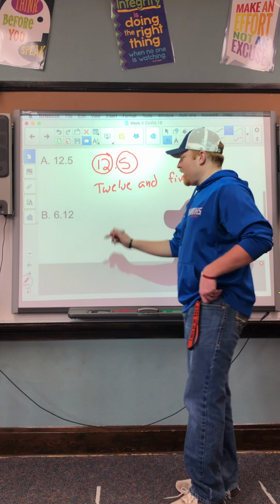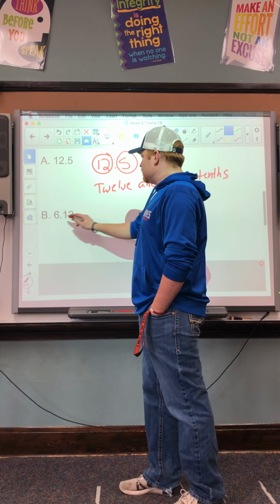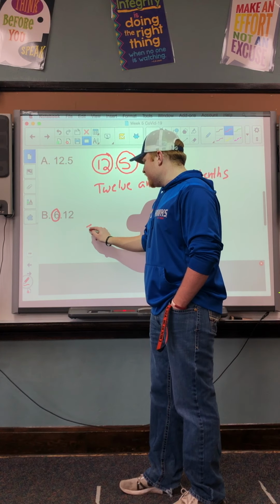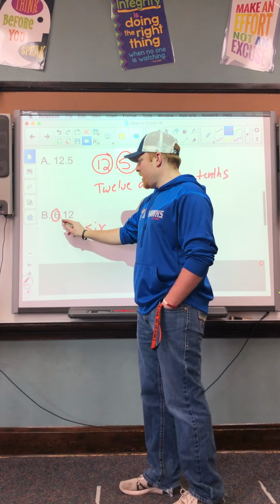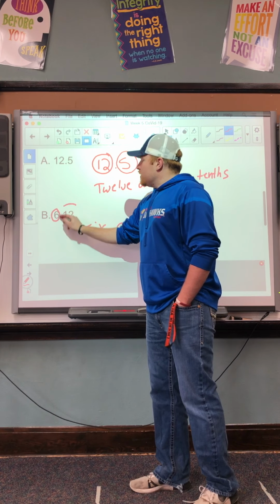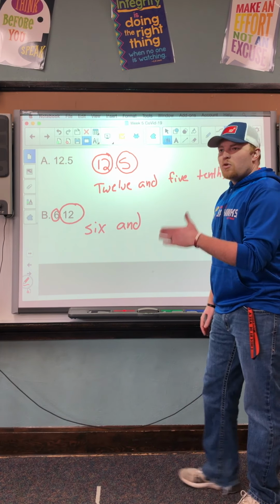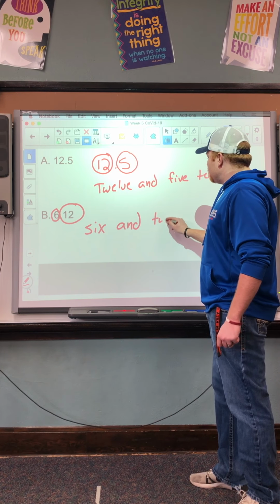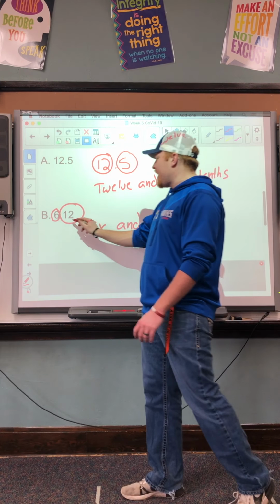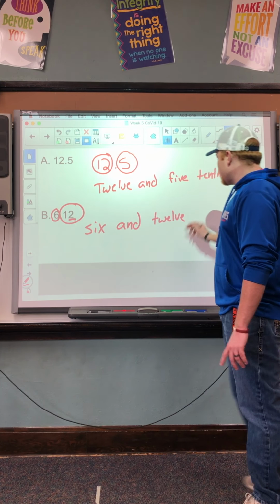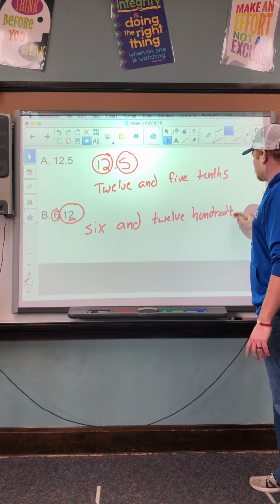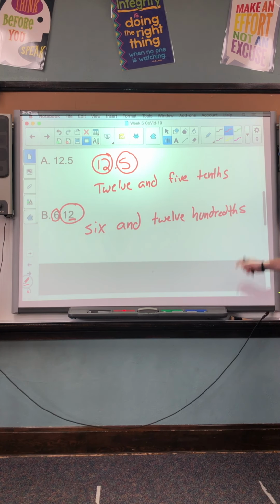Letter B, we have, first, again, everything to the left, the whole number, which is 6. Then we have the decimal, which in word form would be "and." Say everything to the right of the decimal, say that number, which is 12, and then whatever place value is represented last, which is the hundredths. There we go. All right.